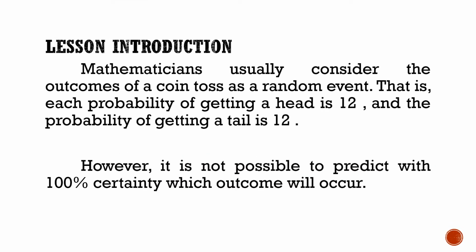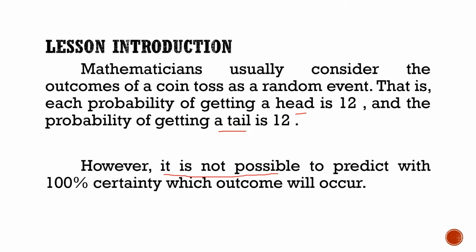For our lesson introduction, mathematicians usually consider the outcomes of a coin toss as a random event. That is, the probability of getting a head is 1/2 and the probability of getting a tail is 1/2. So if there is a coin involved, and once we toss a coin, there is a 50% probability that we can get a head or a tail.